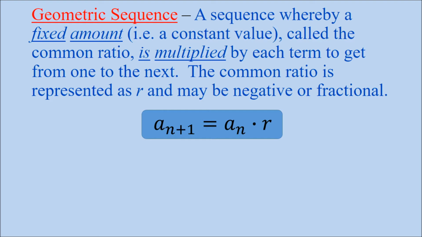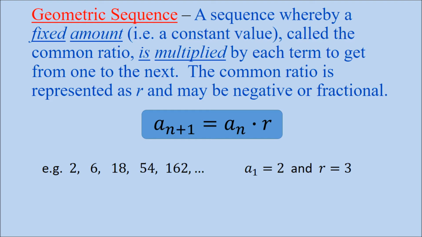In this box, you can see the recursive formula. a sub n plus 1 equals a sub n times r. What it's saying, in essence, is that if you took the nth term and multiplied by r, it would take you to the next term in line, which would be the n plus first term.